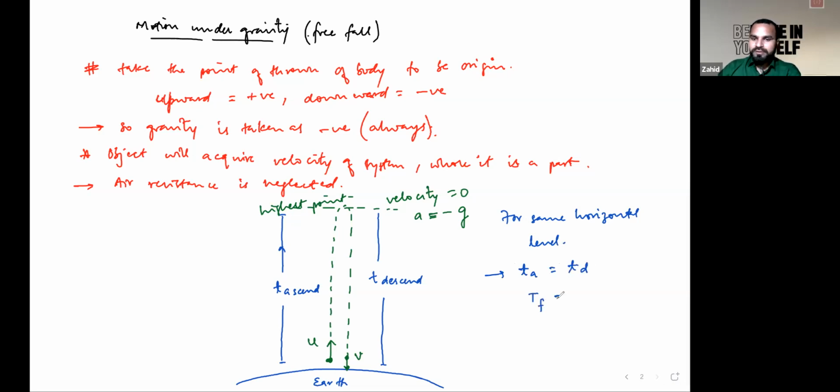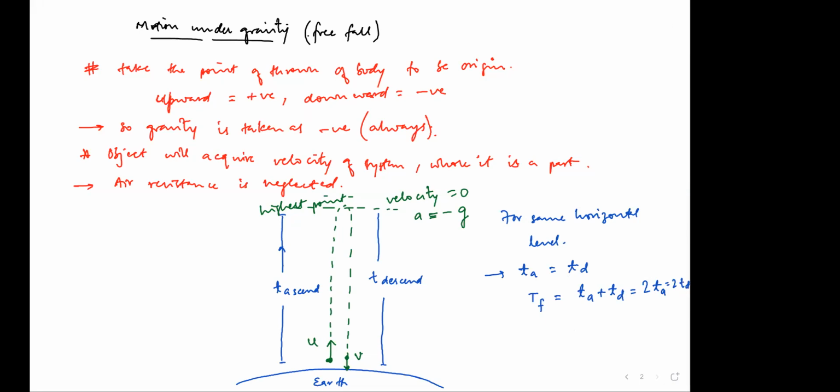Total time of flight, that is the total time taken by the ball to cover this entire path in air, is called time of flight. So it should be equal to time of ascent plus time of descent, or you will say it will be 2 times of time of ascent or 2 times of time of descent. Is it clear? Yes, sir.